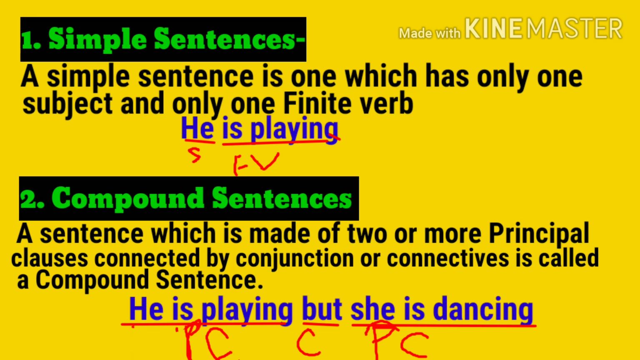That means it is joined. Okay, these are joining words. After that, she is dancing. This is also a principal clause. Okay, we can understand fully. Okay, the meaning can be understood. So, compound means we will get two or more than two principal clauses and it will be joined by conjunction or any connectives. Okay.